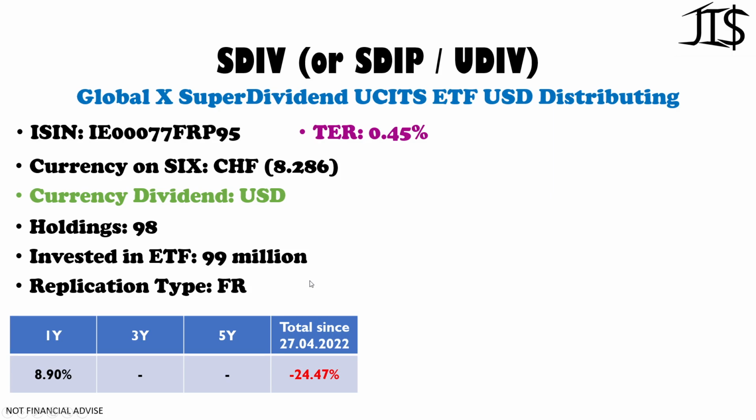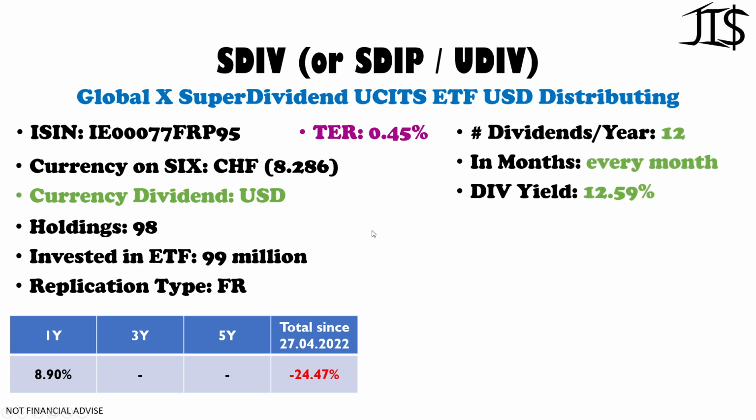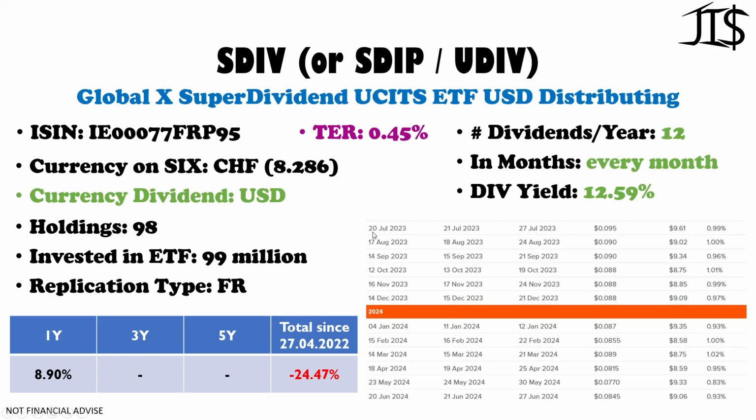Its performance is 8.90%, and its performance since its inception is minus 24.47%. So still a huge minus, but it used to be bigger. It was even minus 33, 34% at times. So not that great, but yeah, it's a super dividend, so you have to be careful there. 12 dividends per year, so every month, and the dividend yield for now is 12.59%.